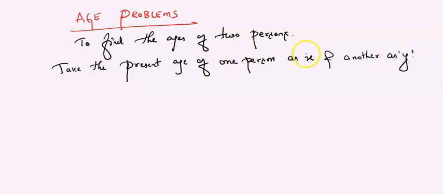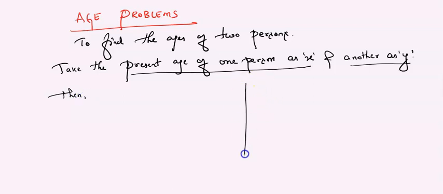Is this clear? This is very important. First you should assume the present age of the first person is x and the second person is y. Now we have two cases here, one is before and the second is after. They will give you two specific conditions, in which there will be before and after. This you have to remember.